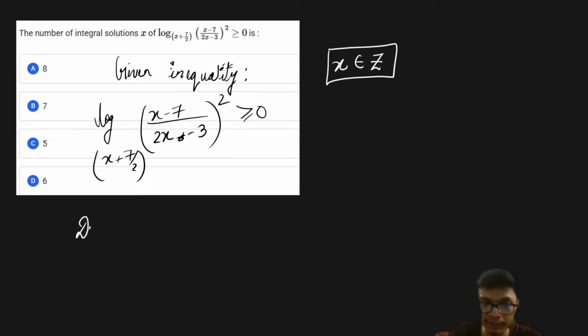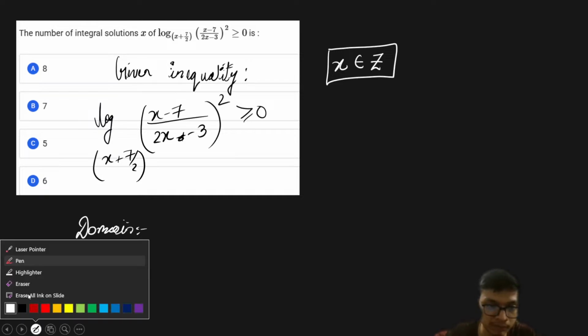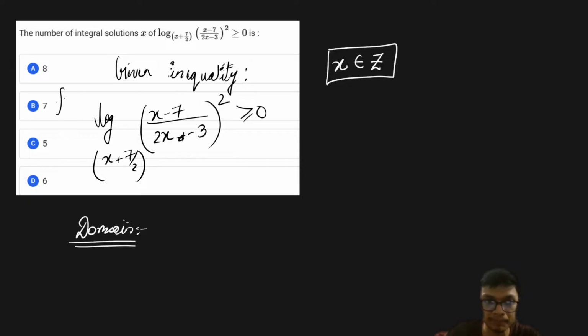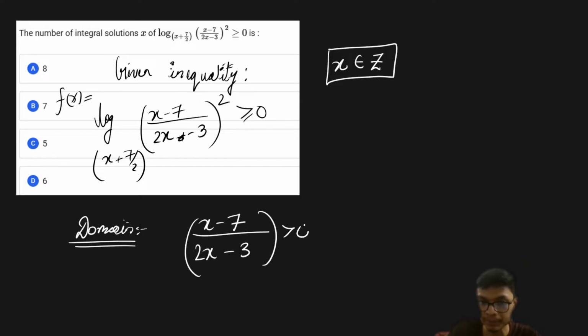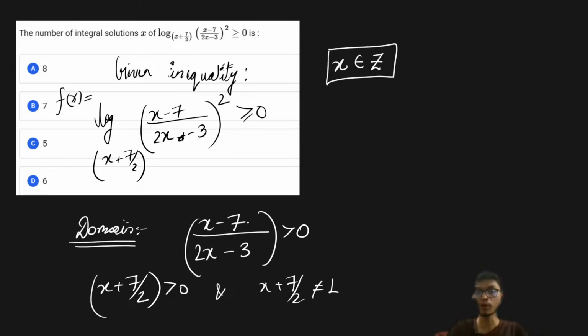First of all, let us try to find the domain, or the bound of the solution, right? It is very important to find the domain of this particular function. So let us call this function f of x. We need to solve the inequality f of x is greater than or equal to 0, right? If we try to find the domain, we know that the number inside the log should be greater than 0, and similarly the base should be greater than 0 and should not be equal to 1, right?